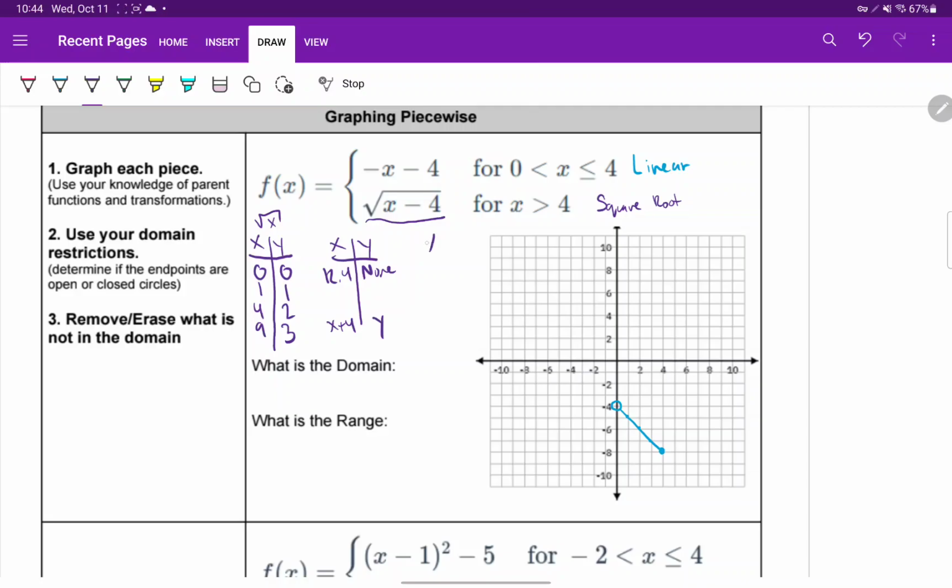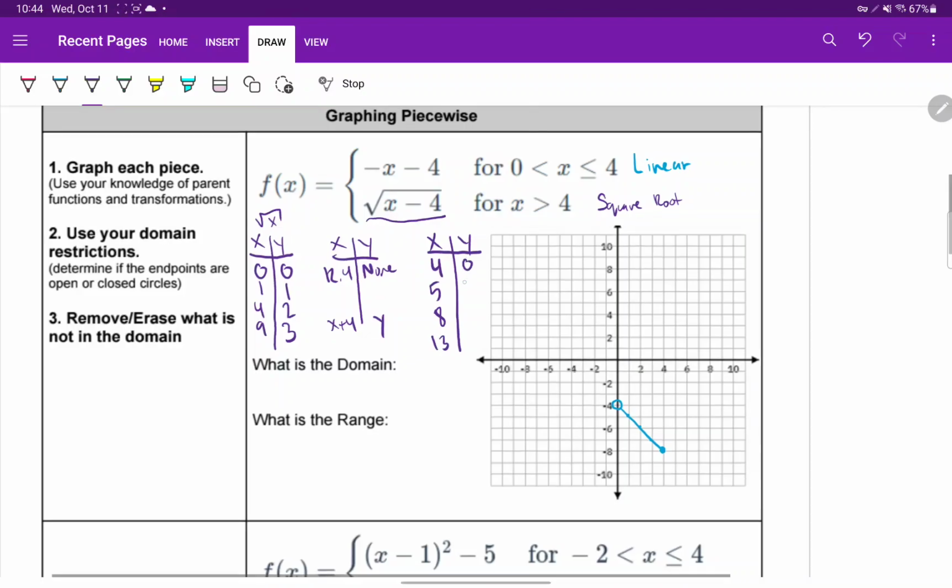So now I'm going to make my transformed table. I'm not going to show the work here, so hopefully you're paying attention so you see what I'm doing. The rule for x is to add 4. So from 0, 1, 4, 9, I'm going to add 4 to each one. So 0 plus 4 is 4, 1 plus 4 is 5, 4 plus 4 is 8, and 9 plus 4 is 13. For my y values, they do not change, so that 0, 1, 2, 3 stays the same.